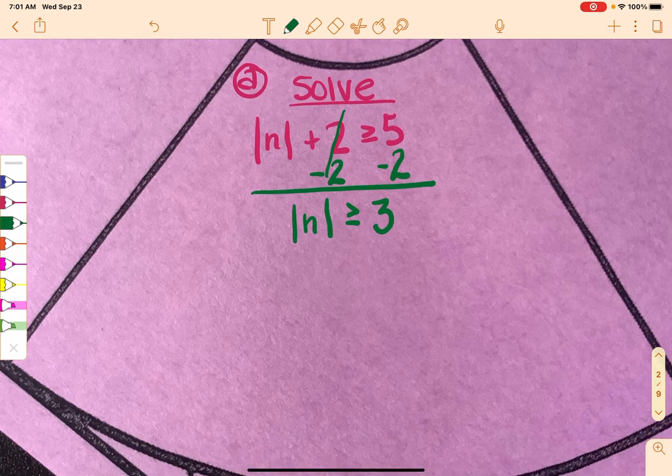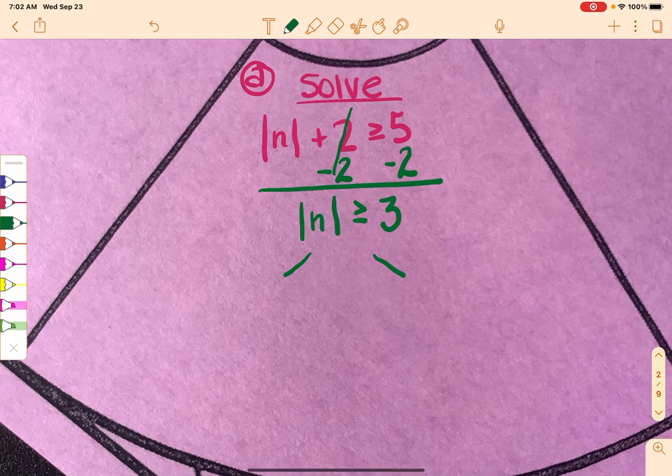So now I have the absolute value by itself. Once this is alone on one side, then I can start to do my splitting. The first time through, I write it exactly the way it is, but I drop the absolute value bars. So it's going to look like that. The second time through, I'm going to have to flip this inequality, and I'm going to have to flip the sign of that number. It's going to be n less than or equal to, and instead of positive 3, it's going to be negative 3.